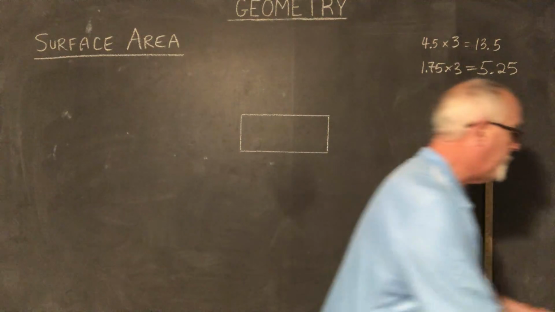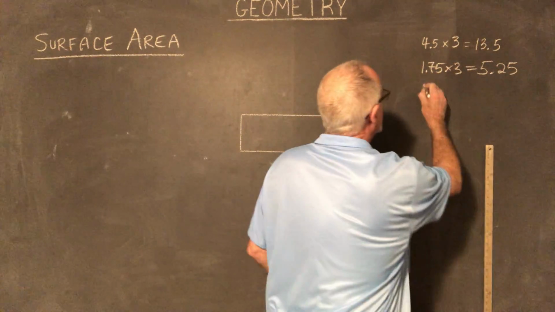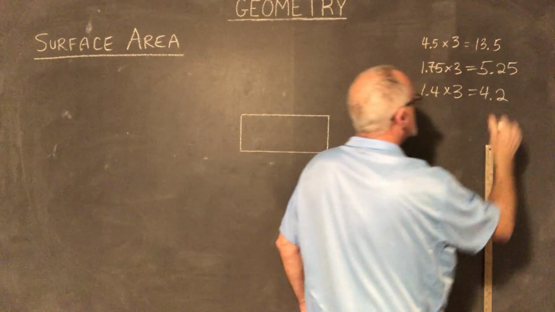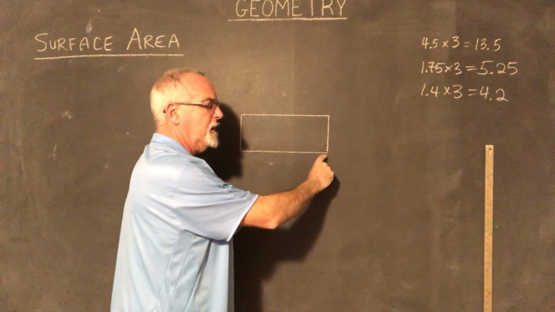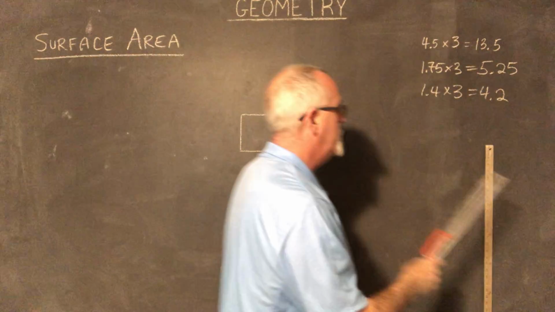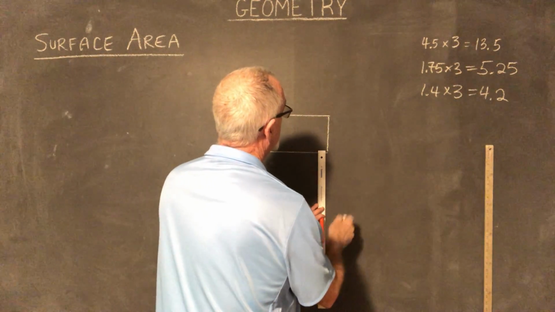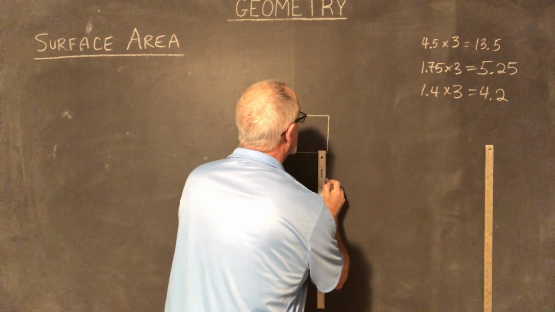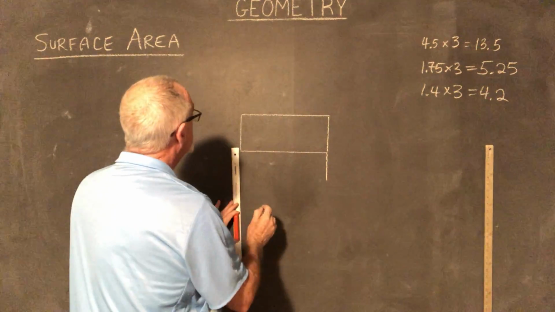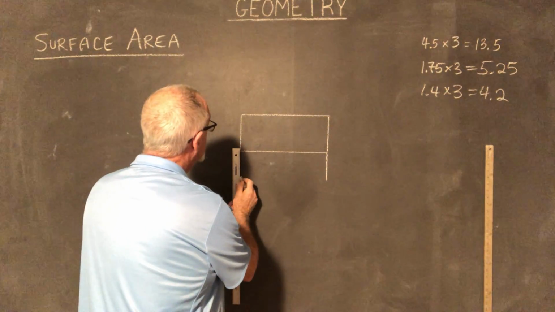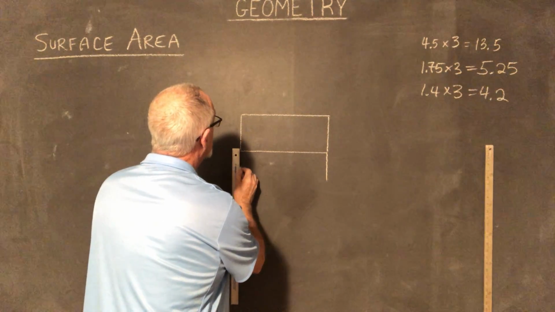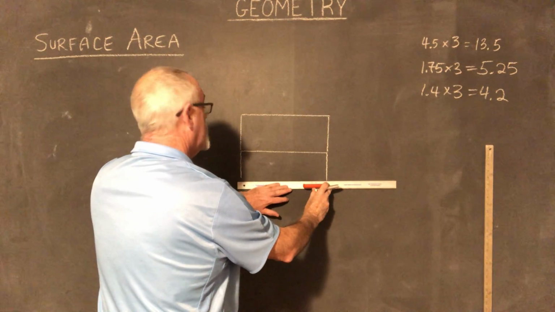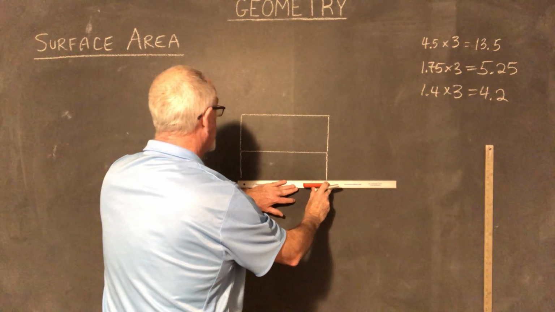I'm going to call it 1.4 inches. 1.4 times 3, that's 4.2. So instead of drawing another 5.25 inch line, I'm drawing a 4.2 inch line. Let's see what it looks like. 4.2, it's about like that. 4.2, where is it? It's about like that. And we can see we have drawn a rectangle that's smaller. So we're drawing another 13.5 inch line.